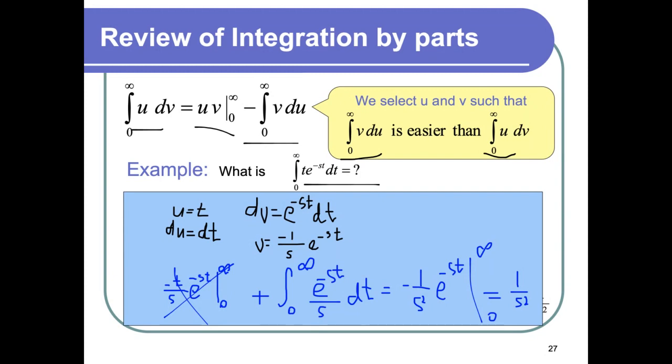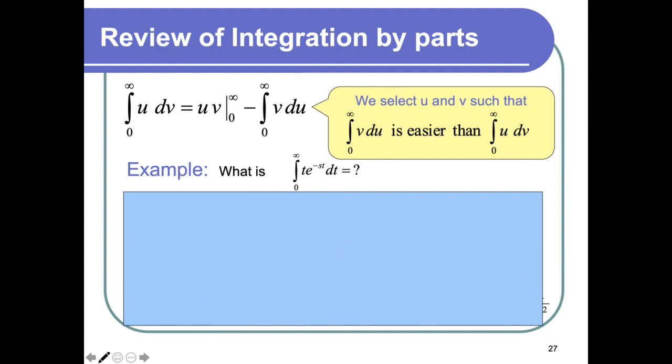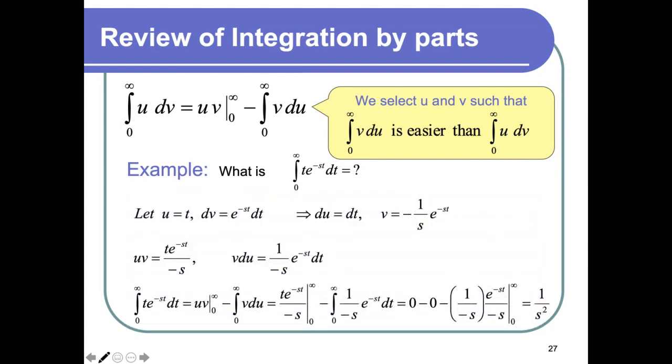Okay. Now again, u is equal to t, dv is this guy, and du is dt, and then you compute v, apply the integration by parts, and then you get 1 over s squared.